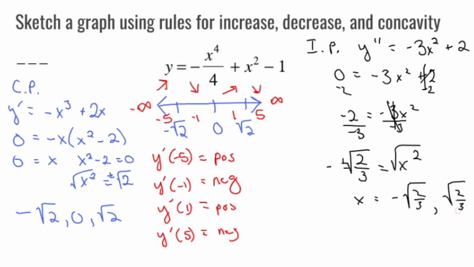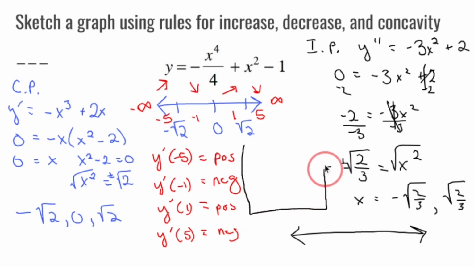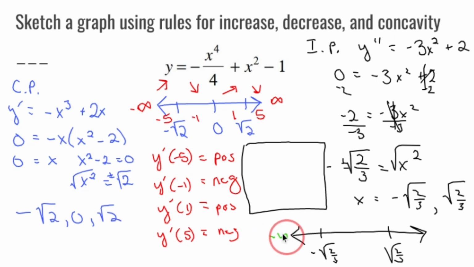So I'm going to make another sign table. But this time, this is going to be for concavity. So let me put my concavity info right here. All right, I have negative square root of 2/3 and positive square root of 2/3. Now, the square root of 2/3 is, I know, somewhere in between 0 and 1. So again, I need to choose numbers that live in between these intervals, but not exactly on those intervals. So I'll choose 0, I'll choose -1, and I'll choose +1.